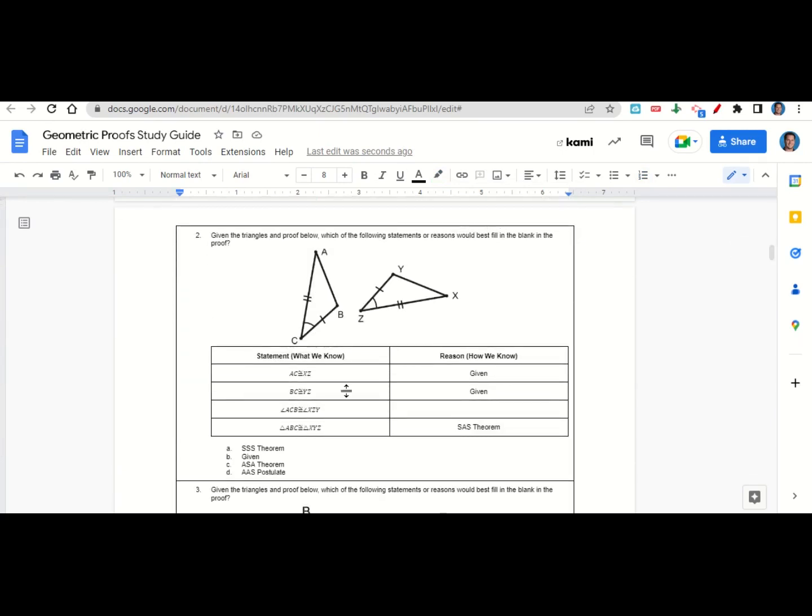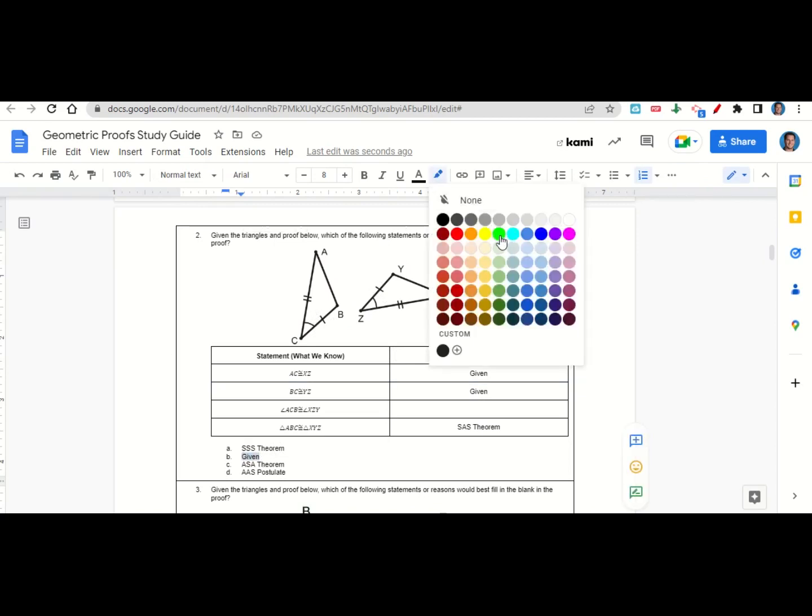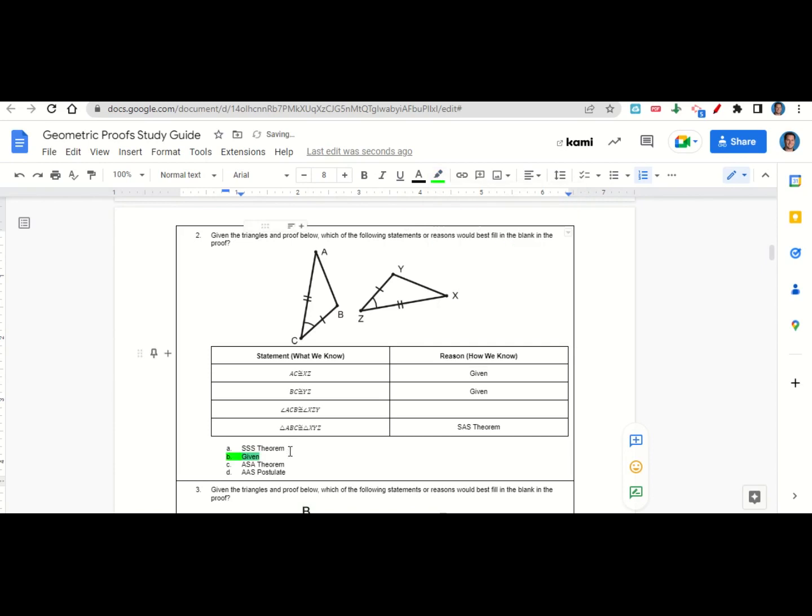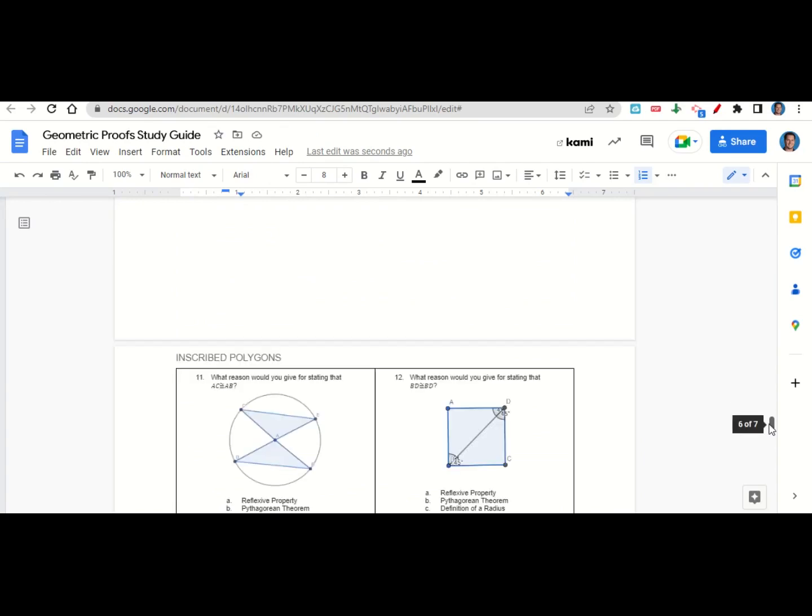Now this one says that BC is congruent to YZ. And how do we know that? Well, they have markings on them. So that tells us that it's given information. So we'd go ahead and mark this as given. So we go ahead and highlight this. Go to our highlighter tool. And again, make it some bright color. And we'll continue to do this until we answer all the questions.